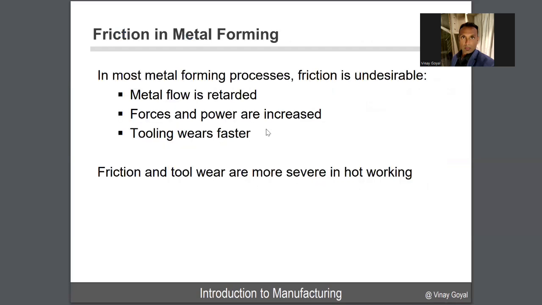The other issue that we need to understand is friction in metal forming. In most metal forming processes, friction is undesirable. Metal flow is retarded, forces and power are increased, and tooling wears faster. Those are the three things that we don't like, because friction is a problem. Friction and tool wear are more severe in hot working.